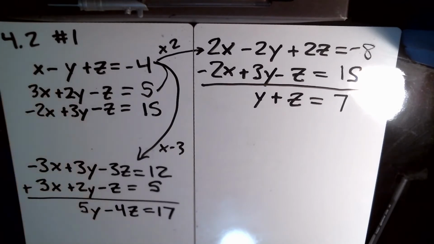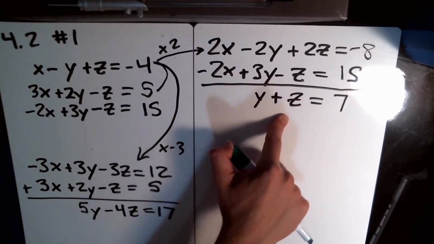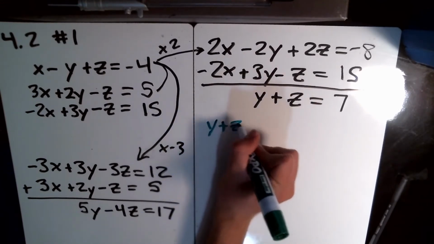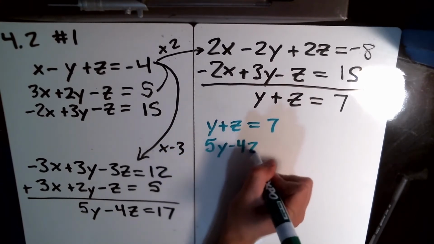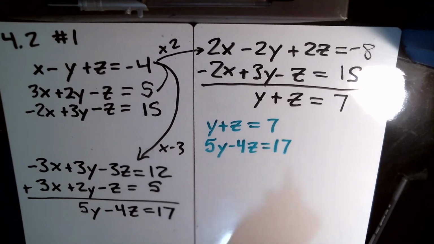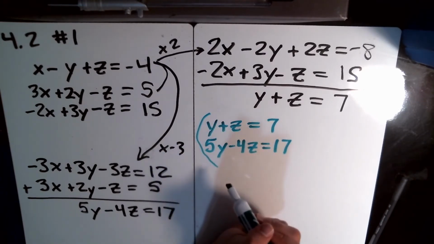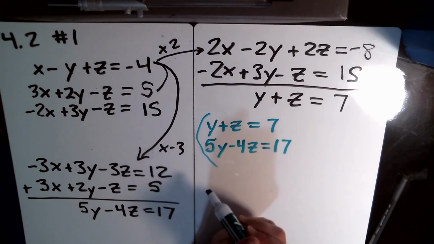I eliminated x out of 2 equations, so I now have 2 equations, one here and one here, with 2 unknowns. So I can now set up a new system. y plus z is equal to 7, and 5y minus 4z is 17. Okay, this is my new system of equations that I'm going to solve. It only has two variables now, so we took it down to a two-variable problem instead of having to deal with all three variables at the same time.